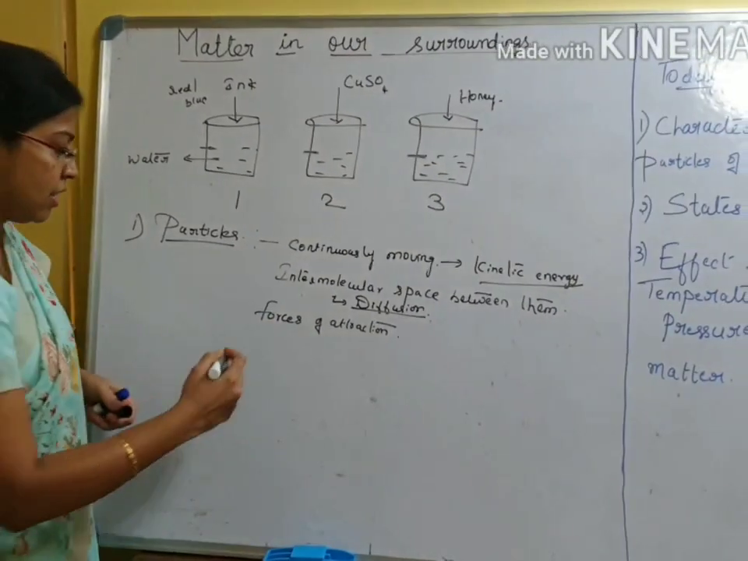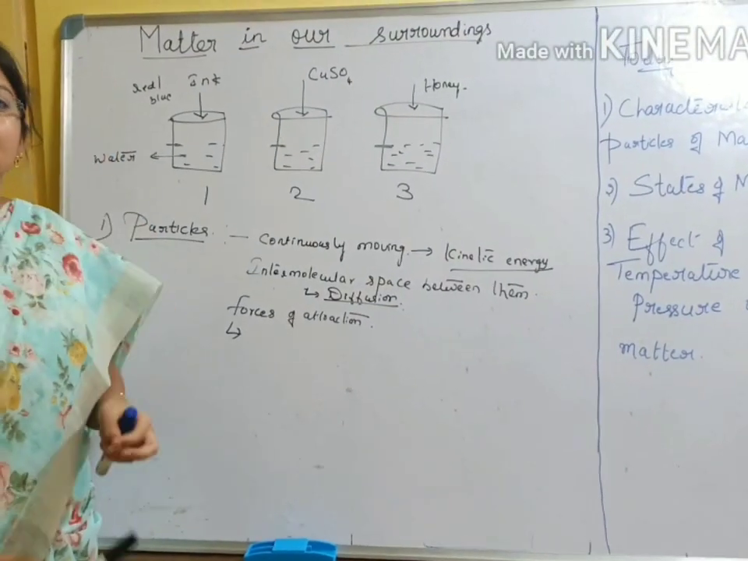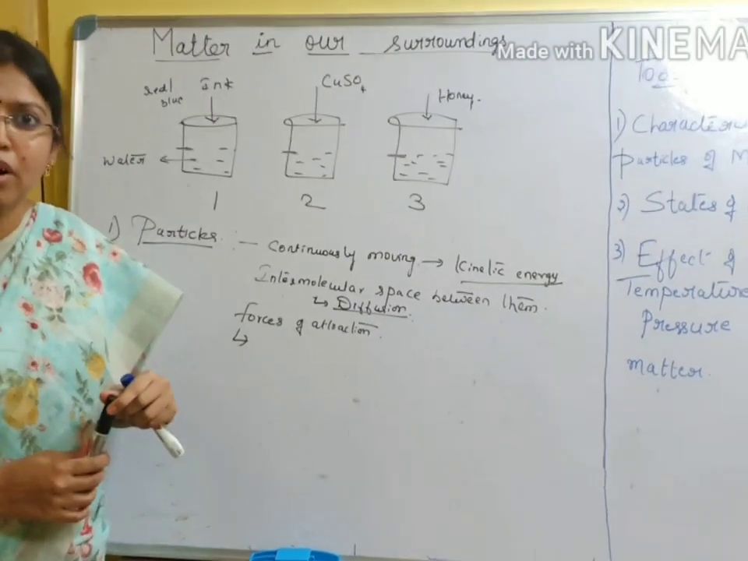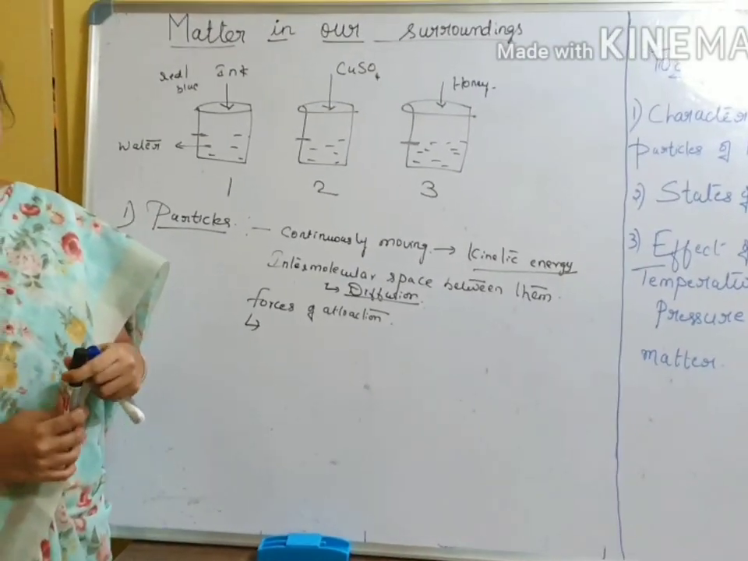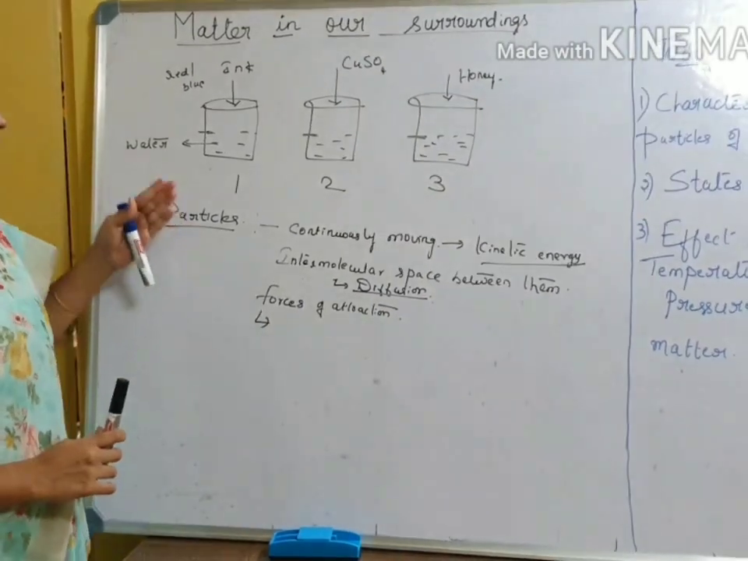How can we see this with an example? When you turn on the tap of water, what happens? We see a stream of water running through, and if you try to cut the stream of water with a finger, we will not be able to cut it because there is a force of attraction between the particles. So these are the characteristics of particles of matter.